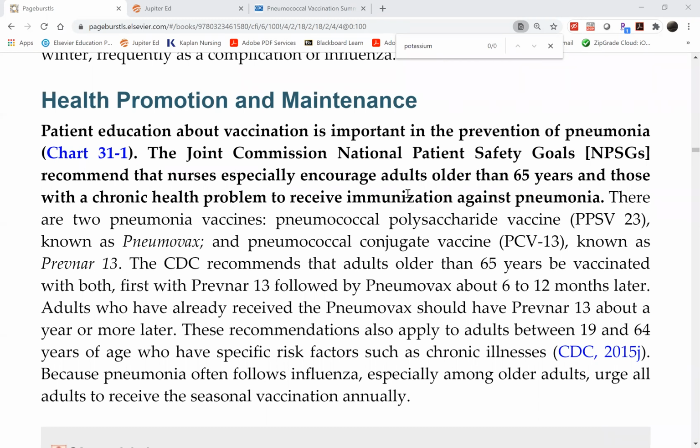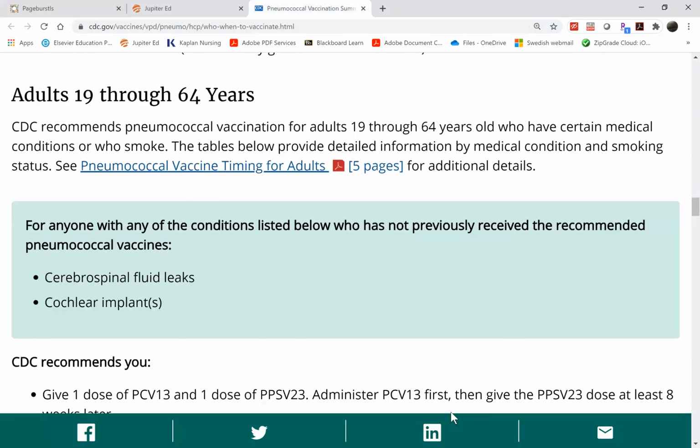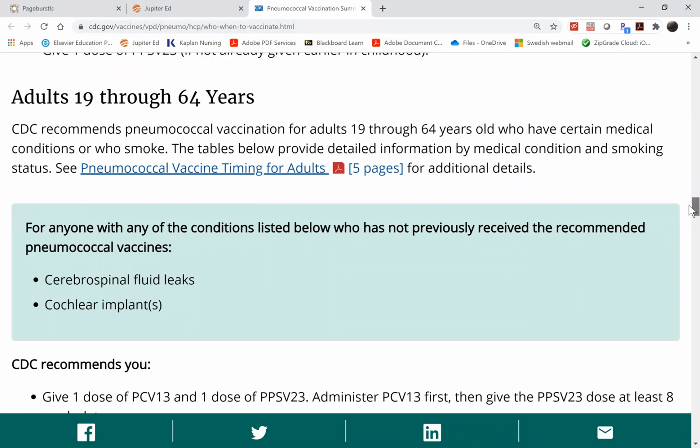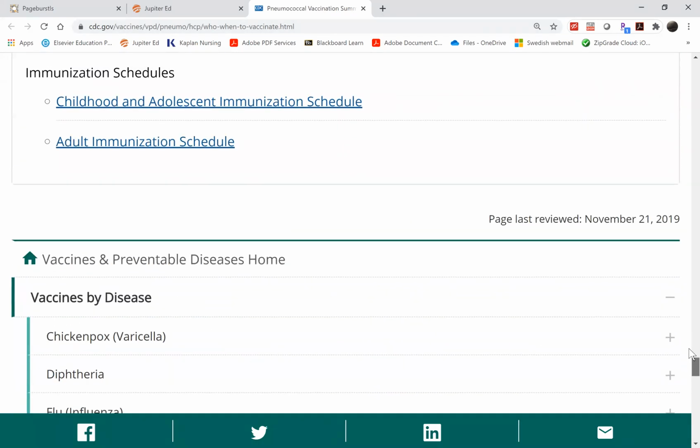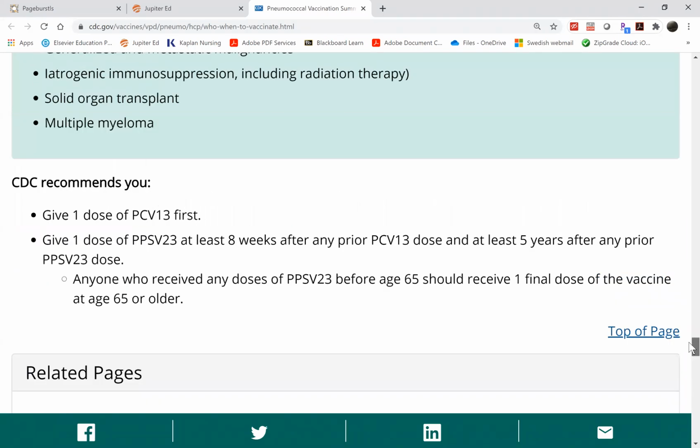So again, there are 2 vaccines here. We have 13 and 23. The CDC is specific with the guidelines. So let's begin with the recommendation. We start always with age. So this is 19 to 64. Let's say we have a 65-year-old or older patient. I'll go back down to 19 to 64 shortly. Let me start with the 65 first, as this is the first criterion.